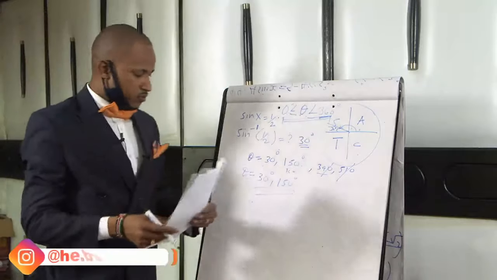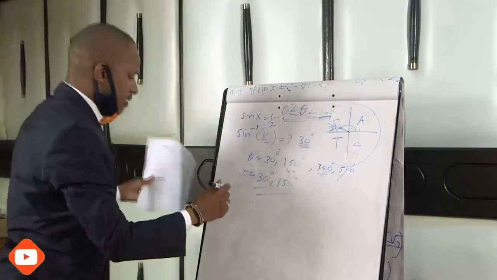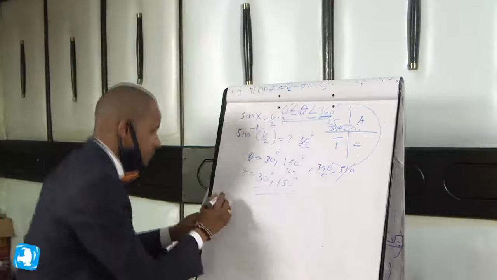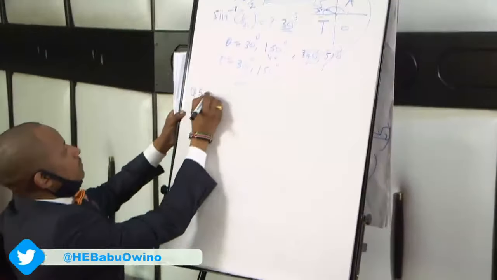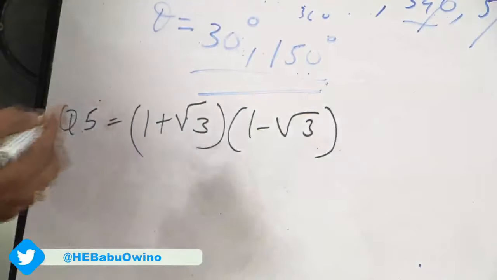Our next question is on surds. This is question number 5. We are told to simplify 1 plus root 3 into 1 minus root 3. This is surds. These surds are conjugates of one another. Therefore, you just expand it.